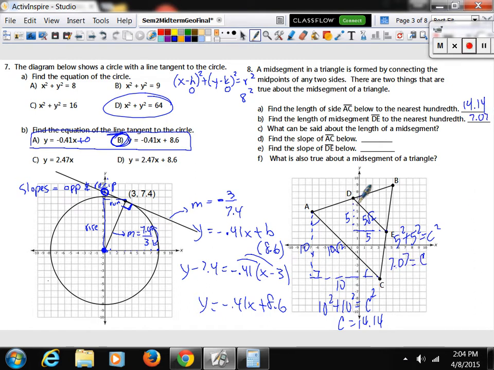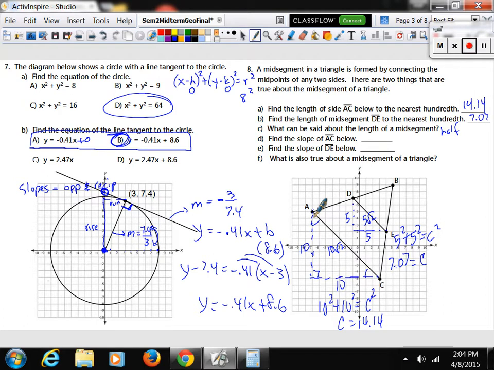Well, the mid-segment is half of the opposite side. So we would say half of the opposite side, half of the side that's across from. This was 7.07, this was 14.14. Double this one, you get this one. Double the mid-segment, you get the whole opposite side.